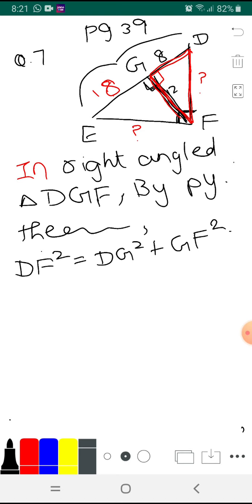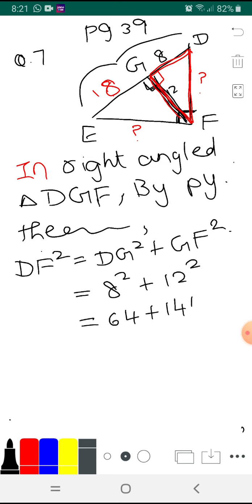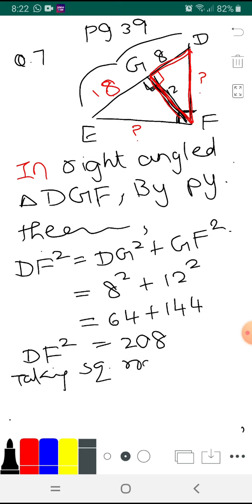Whatever we have, let us substitute. DF we don't know. DG we have 8 square. GF is 12 square. 8 square is 64. 12 square is 144. So let me add both. I am getting 208. DF square is equal to 208. Now we have to take square root on both the sides.